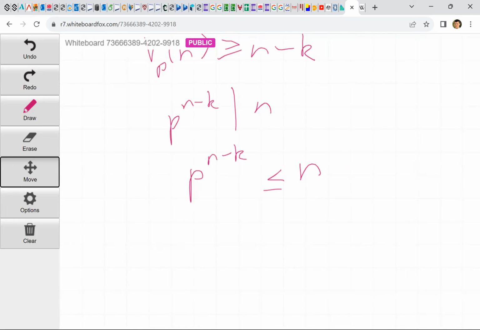n minus k is less than or equal to n, which is not true. It's not true for infinitely many n. It might be true for some small n. Something like lifting the exponent wouldn't be essential, but it would make it easier.